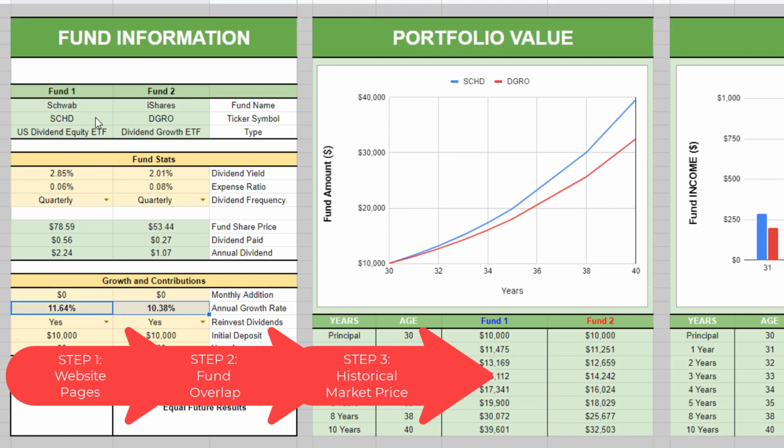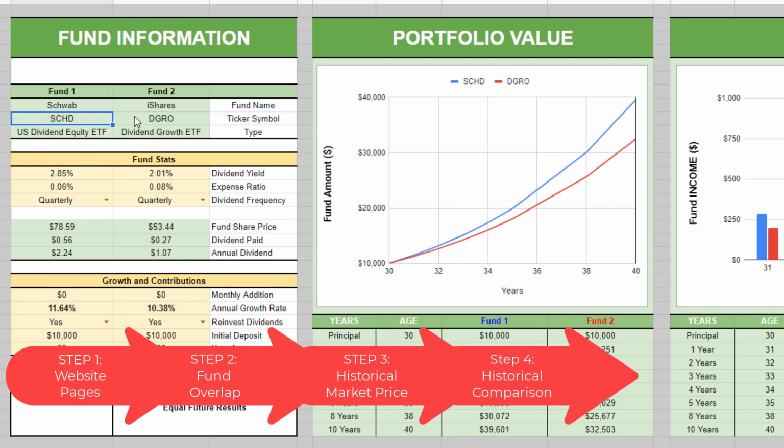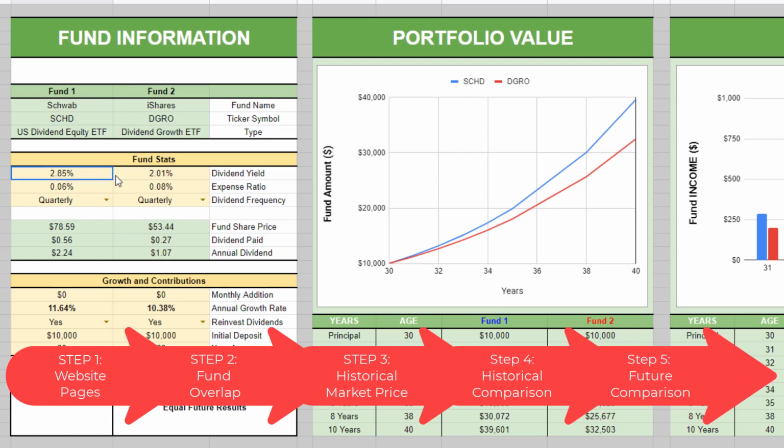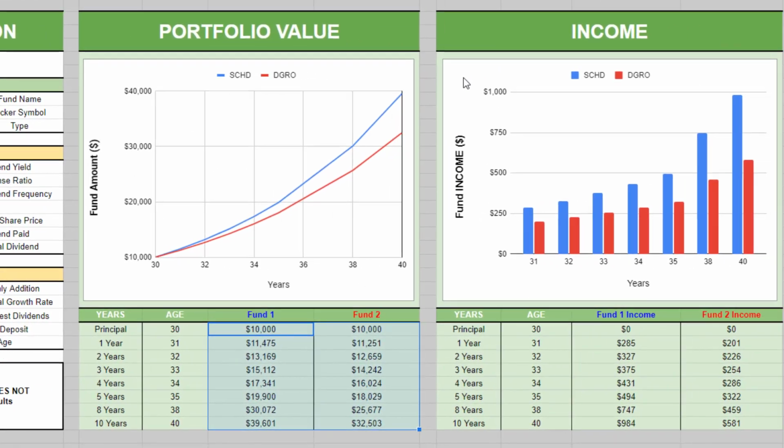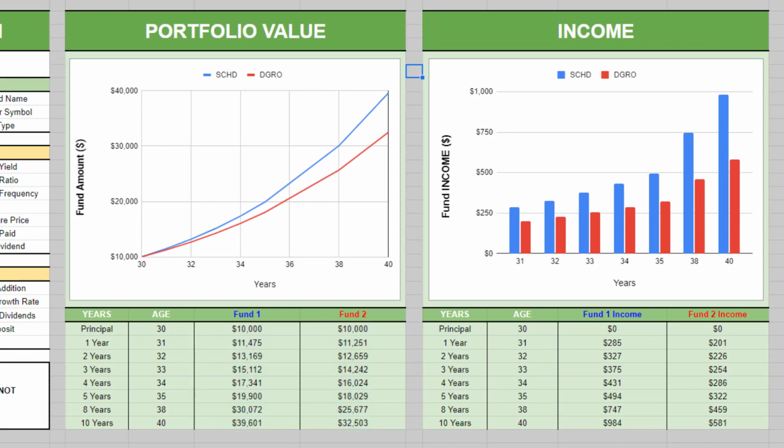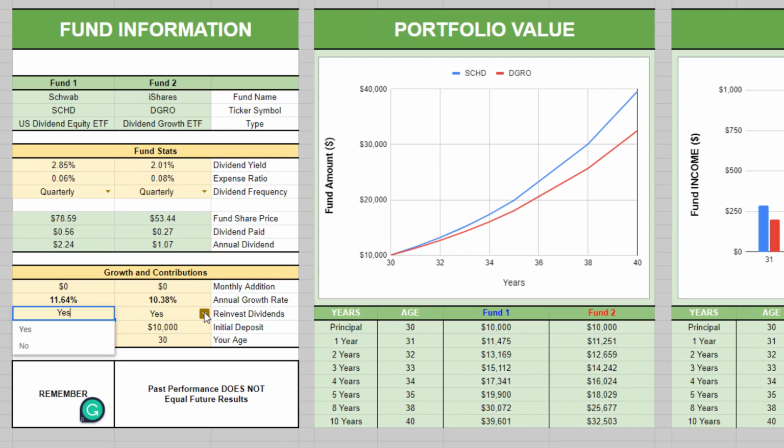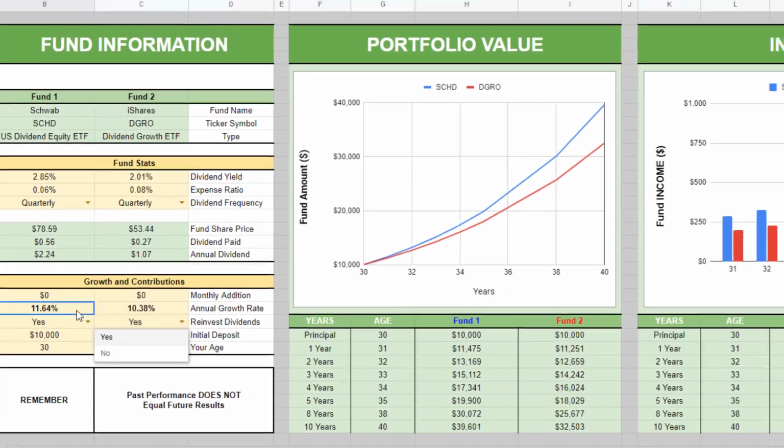And what we'll do is then go over to Portfolio Visualizer and see what the history of these two funds have looked like compared side by side, and then come back over to my calculator, put all of the information in the yellow boxes, and then see what the future of these two different funds would look like over the course of the next 10 years, and then see what type of income you would be receiving, reinvested dividends, and if we did not reinvest dividends.